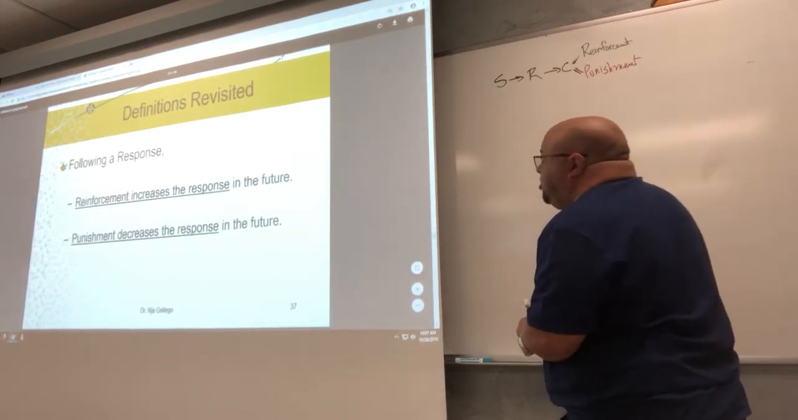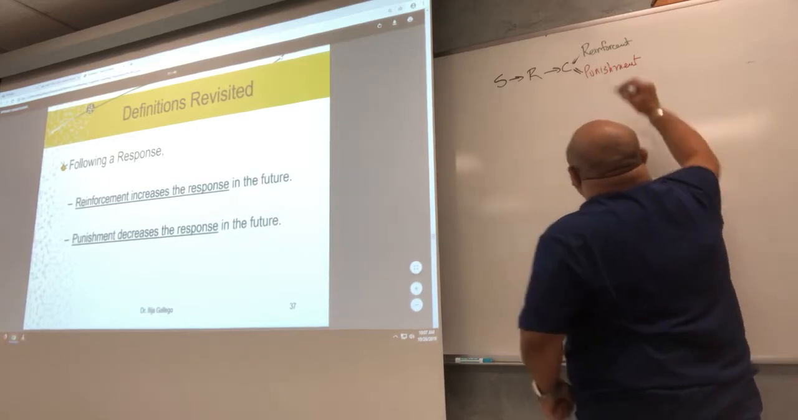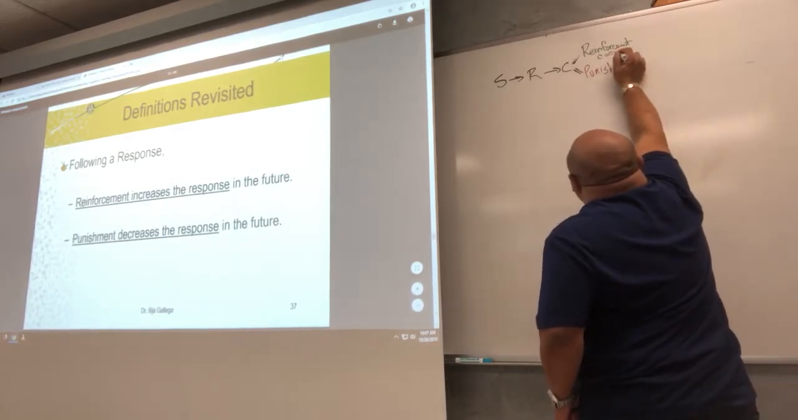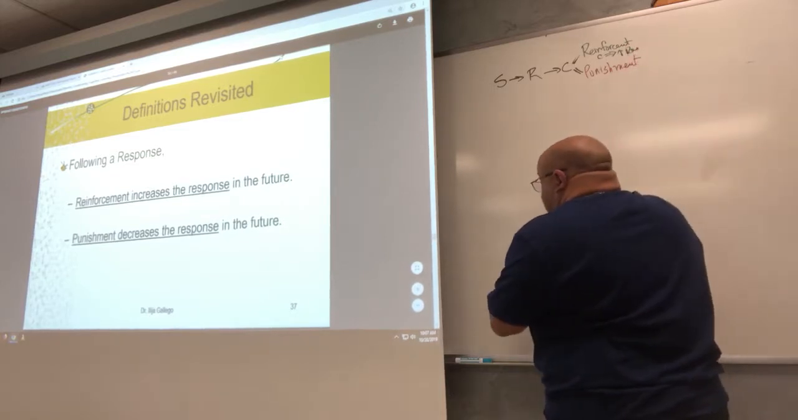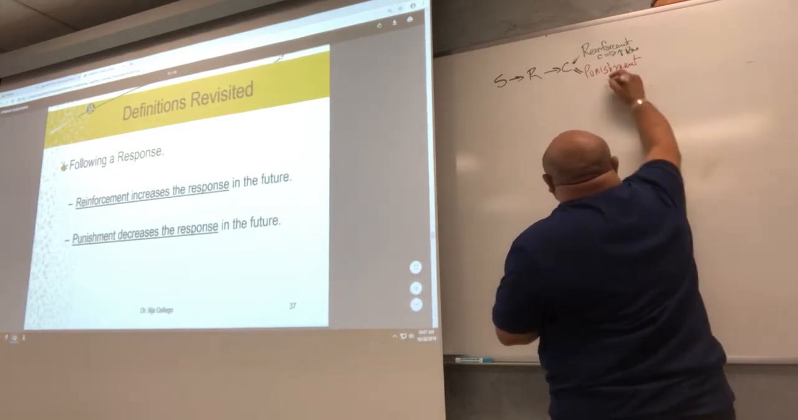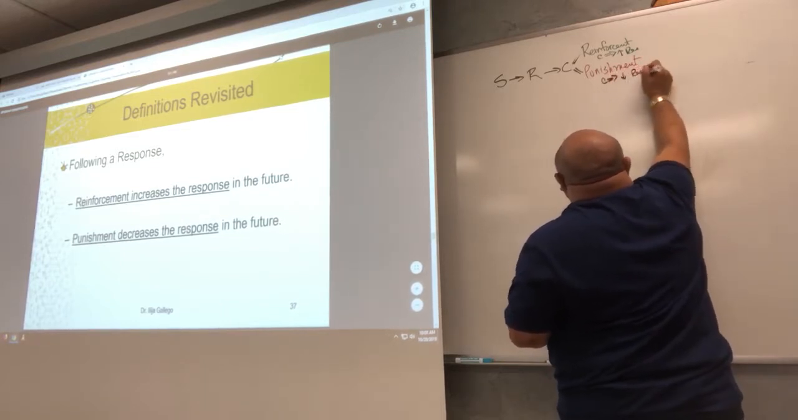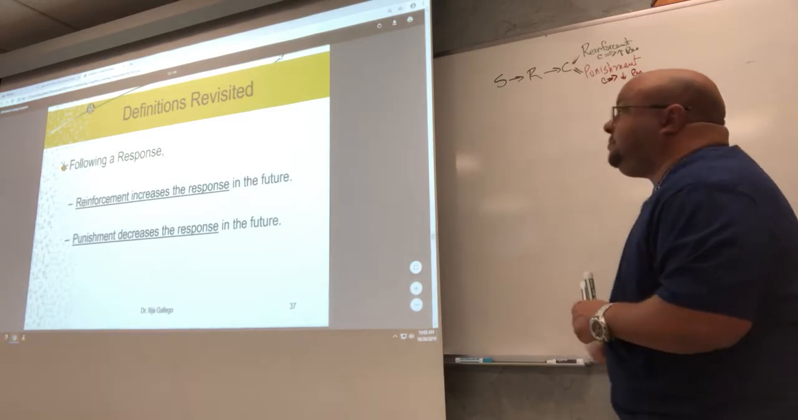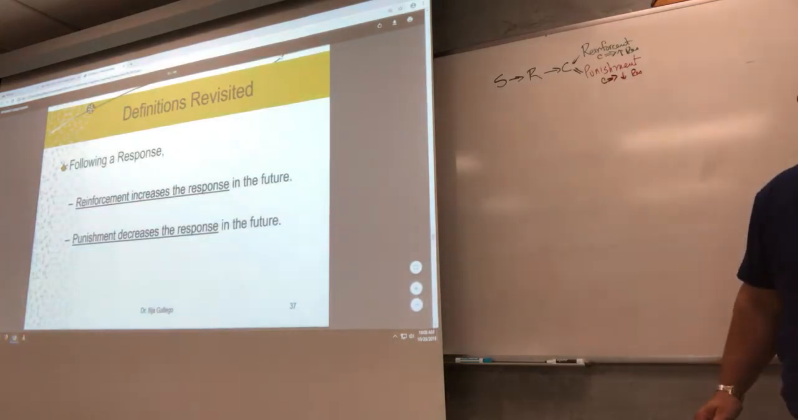So the definition of reinforcement is a consequence that leads to an increase in responses in the future. We already saw that. And the definition of punishment is any consequence that leads to a decrease in responses in the future. So that you already know.